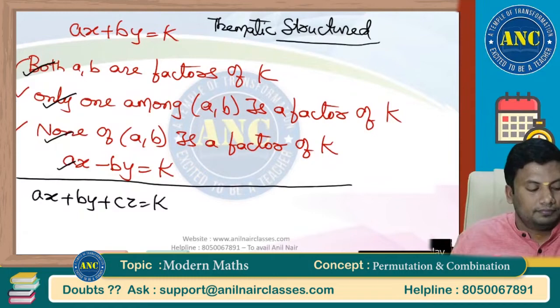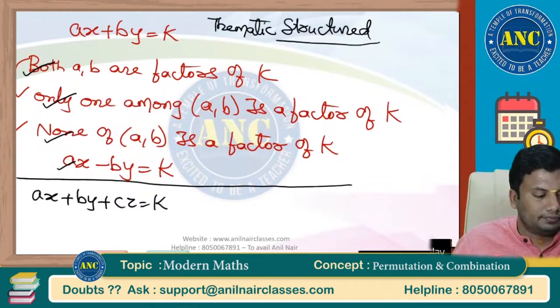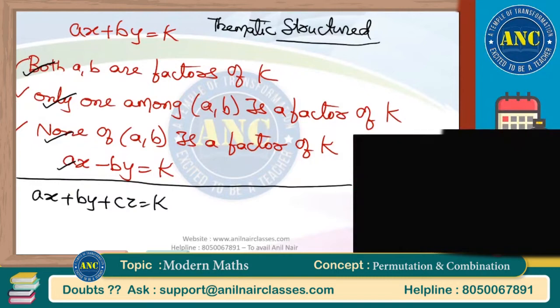Idea it is clear. Now, first question. Both a, b are factors of k. One of them is a factor of k. None of them is a factor of k. Plus c is replaced by minus. Two variables is replaced by three variables. Now, first one.